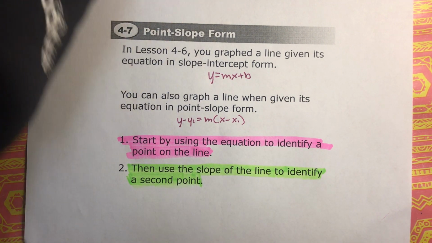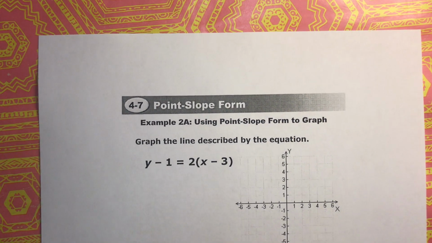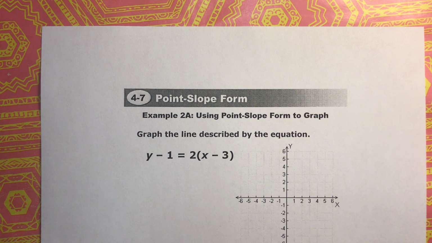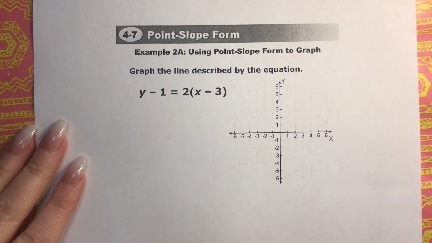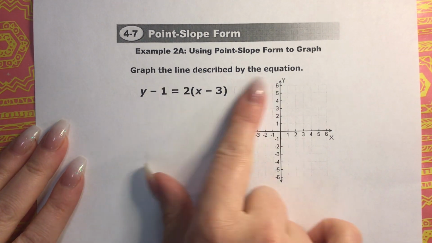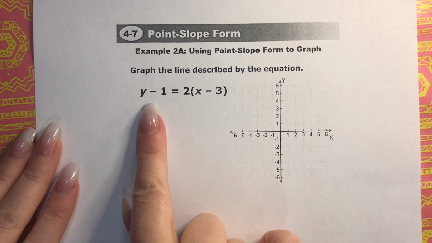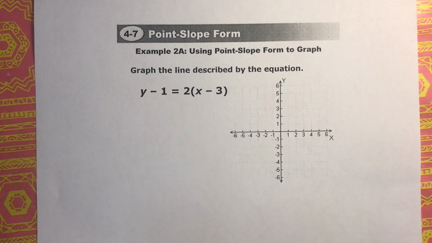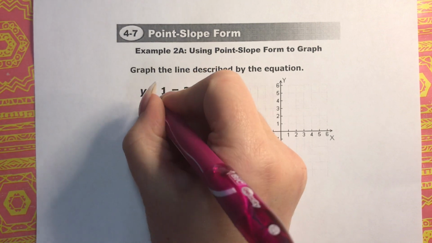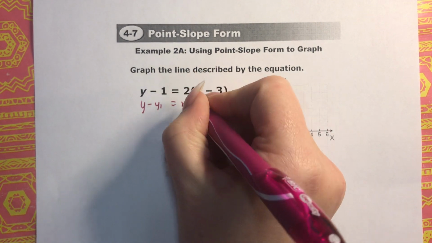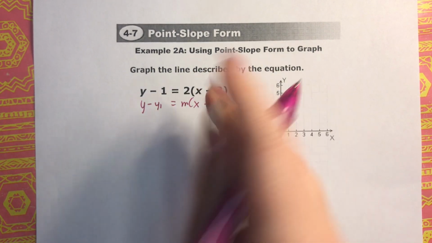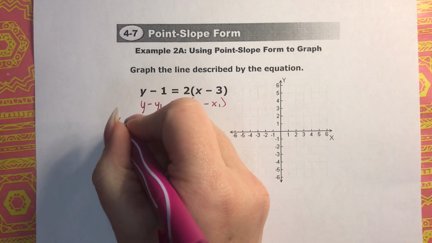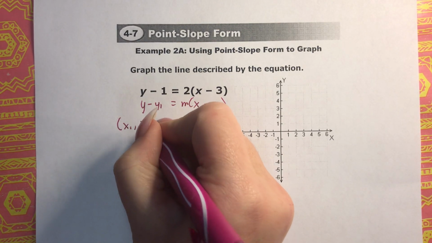So let's go ahead and look at this. We have an equation right here, and this equation is in point-slope form, and we're going to graph a line. So the first thing we need is a point. Now this is point-slope form, right? So we know this is y minus y1 equals m multiplied by the quantity x minus x1. So we need a point. We need an x1 and a y1, right?